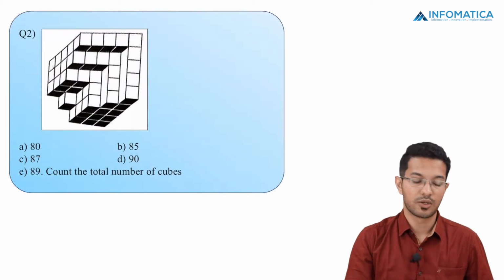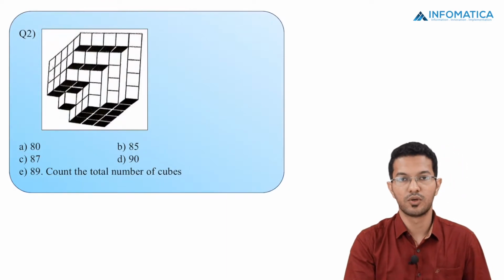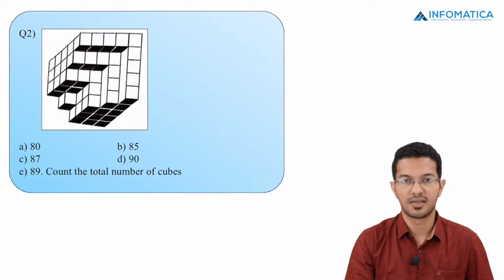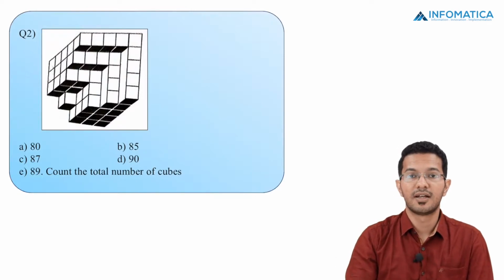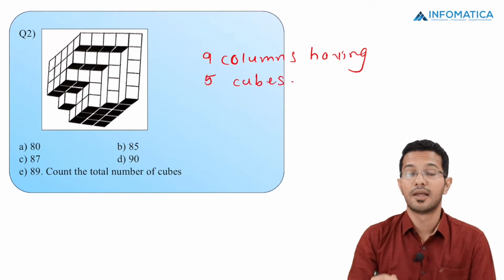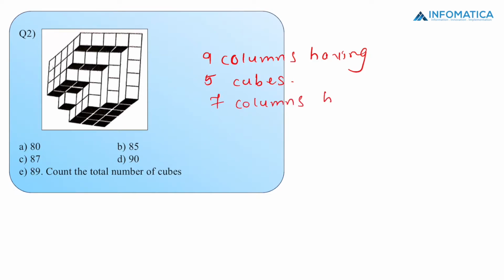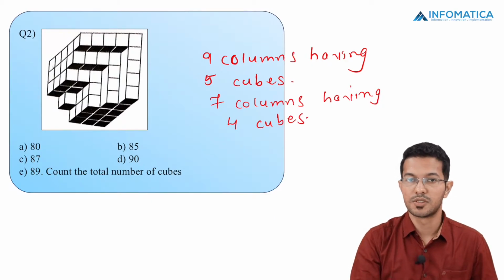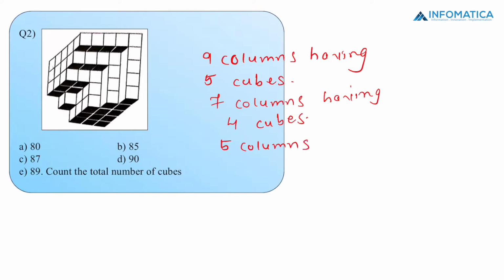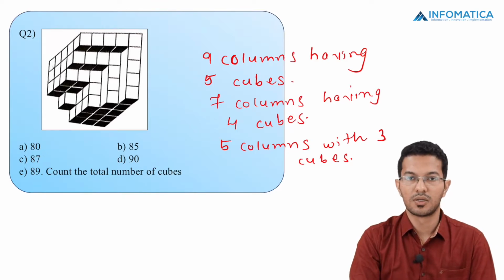Now let us go for the next MCQ. Here we have been given a cube-like structure and we have been asked to count the total number of cubes. So let's see how many total number of cubes there are. So from the figure we can say that we are having 9 columns having 5 cubes. Then we are having 7 columns containing 4 cubes. Then we are having 5 columns containing 3 cubes. And finally, we are having 1 column with 1 cube.